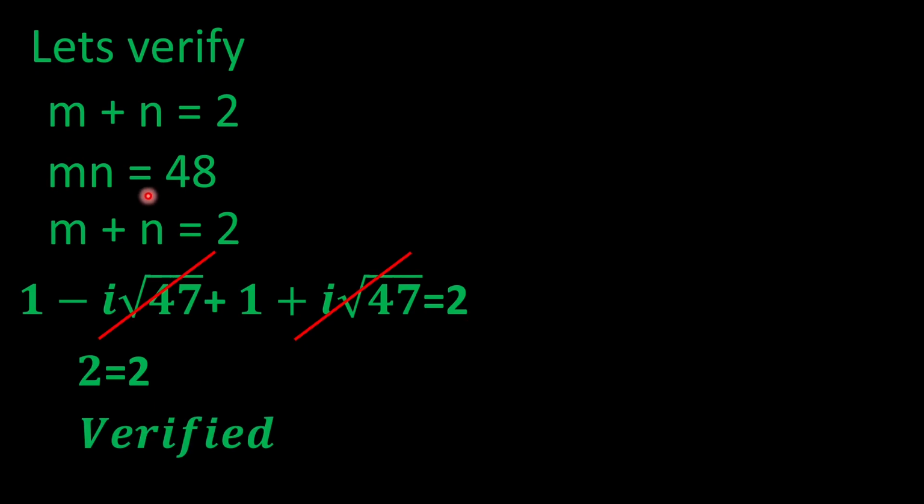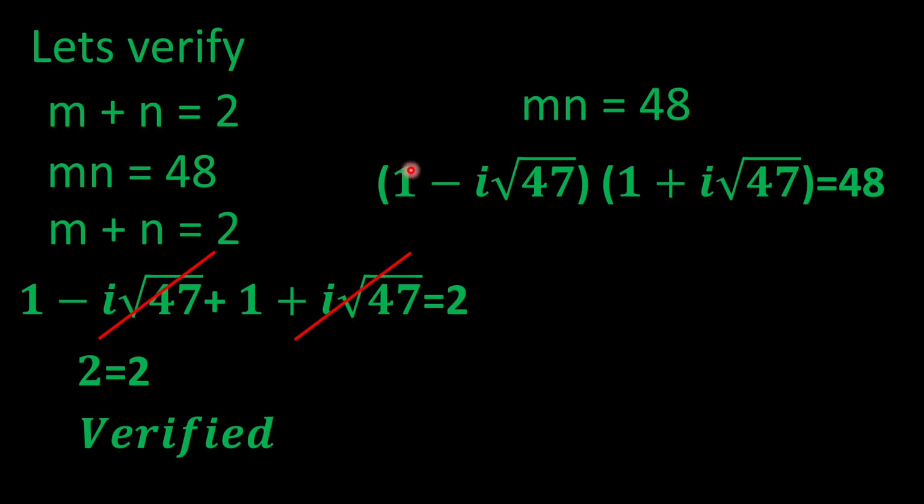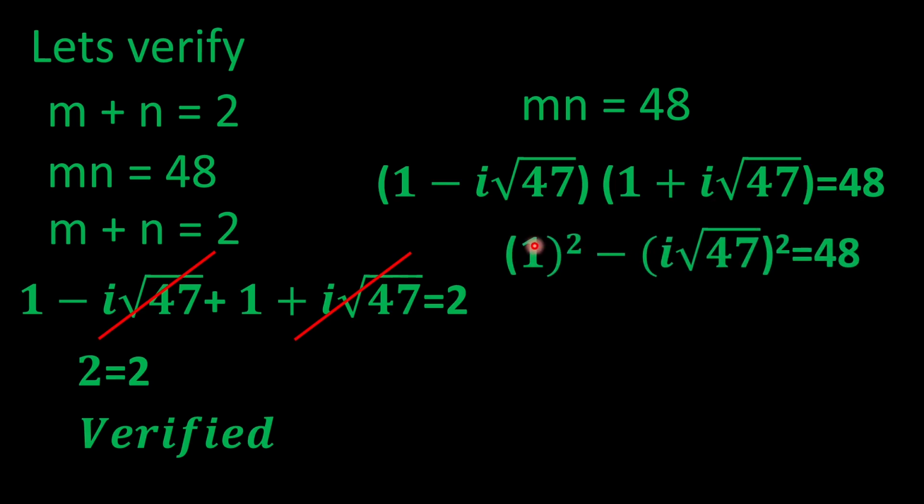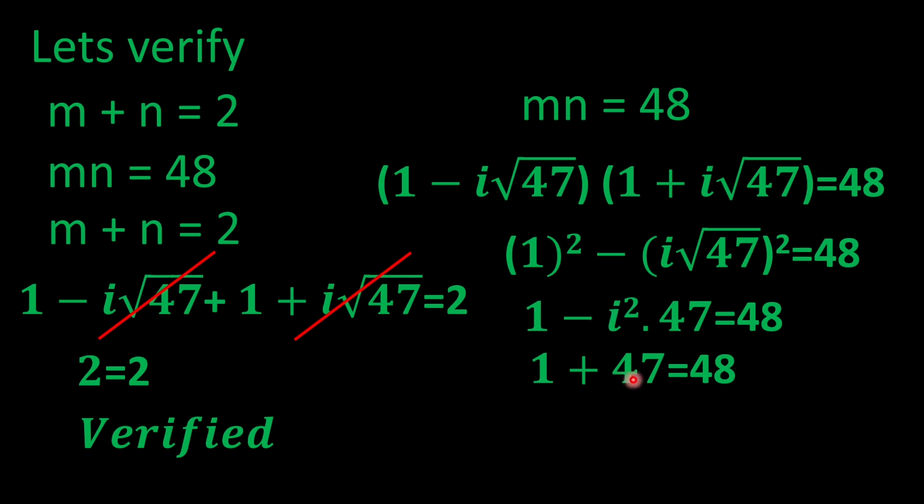And now for this equation, m times n equal to 48, we will put the values of m and n. So after putting these values, now according to the algebraic identity, this is basically a minus b into a plus b. So this will become a squared minus b squared. So therefore 1 squared is equal to 1. So this will become 1, and then minus iota squared times 47, because this square will cancel this square root. So now in the next step, 1 plus 47, because this iota squared is basically minus 1.